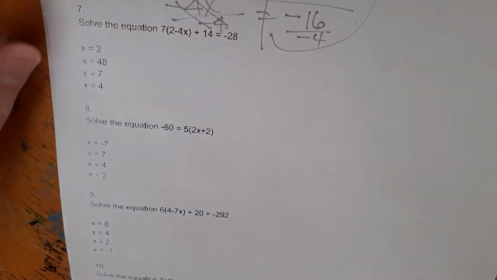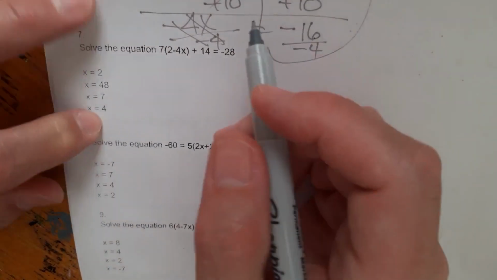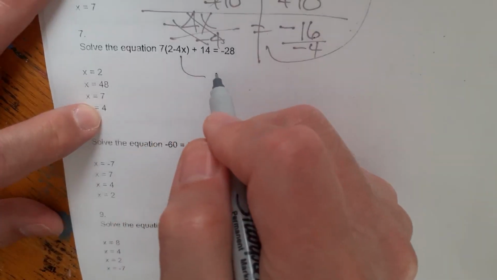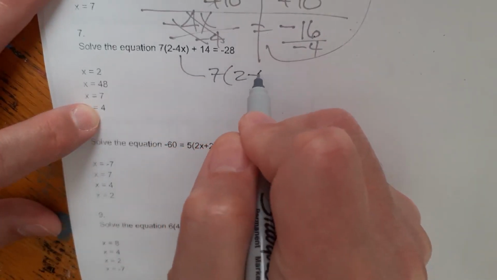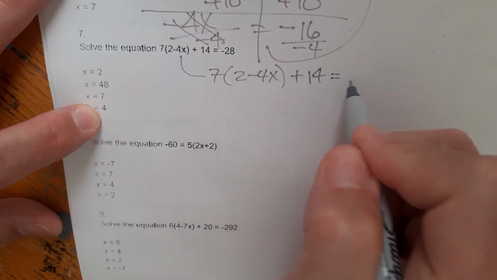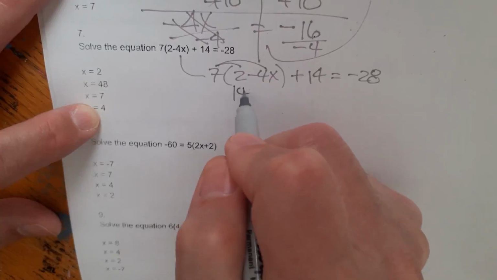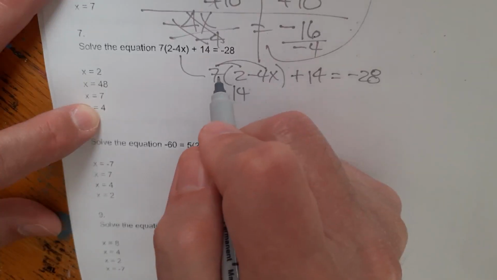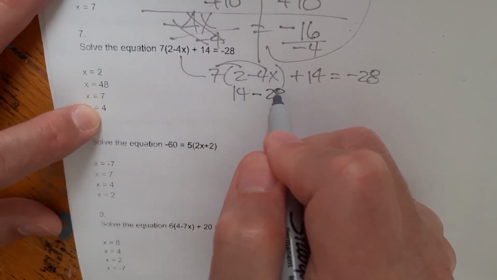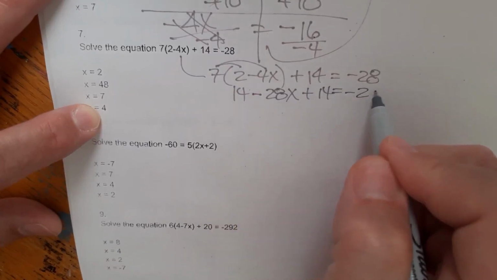All right, I'm going to get one wrong here, model going back and fixing it. Let's see if I can do that. Well, this is 7 times 2 minus 4x, that is distributive, so we're going to distribute that first. Here and here, 2 times 7 is 14. Negative 4x times 7 is minus 28x. Plus 14 equals minus 28.